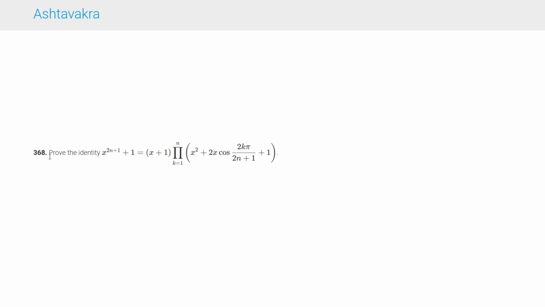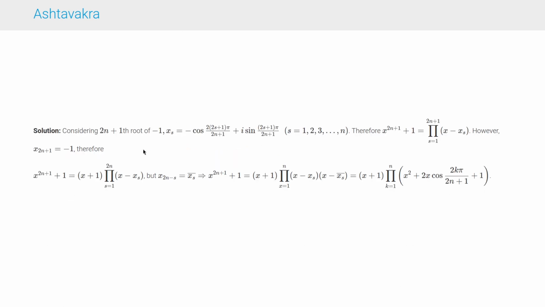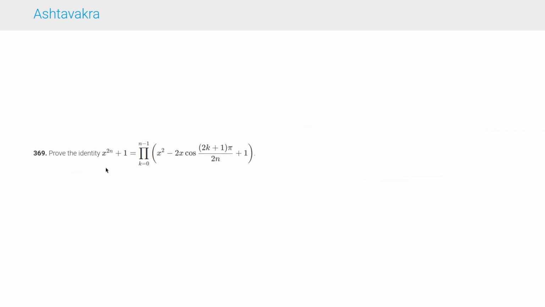Question 368 says that prove the identity x to the power 2n plus 1 is equal to x plus 1 into product from k is equal to 1 to n x square plus 2x cos 2k pi by 2n plus 1 plus 1. So this is similar to previous problems, and you can look at the solution, and if you can't understand it, then let me know in the comments. This is also similar to the previous problem, so you can solve it yourself.